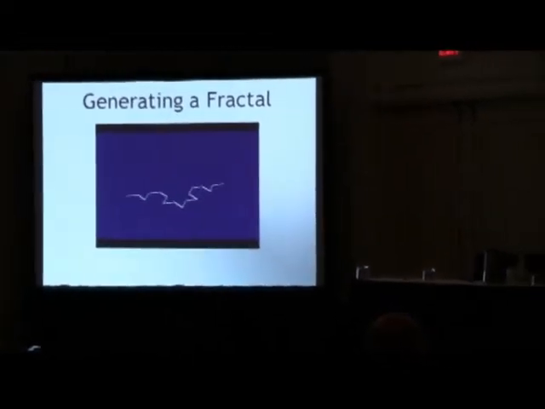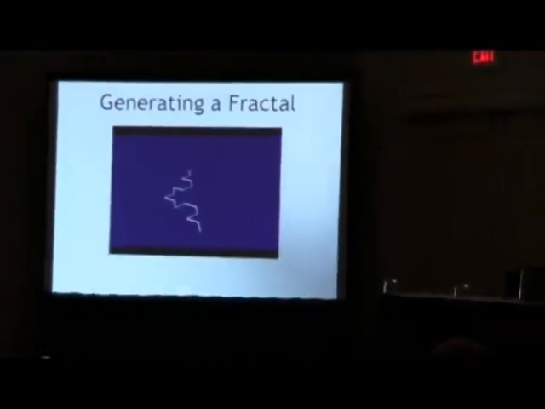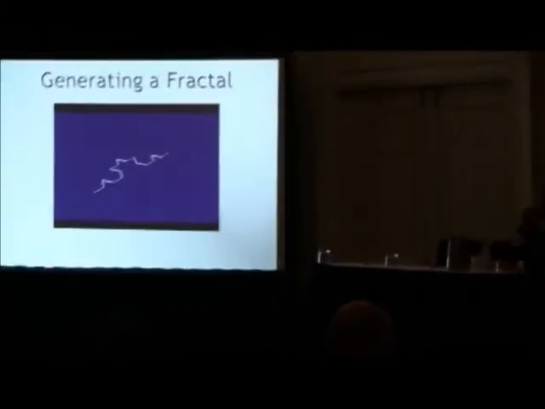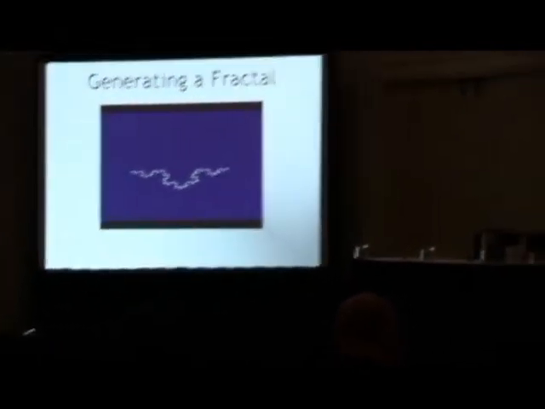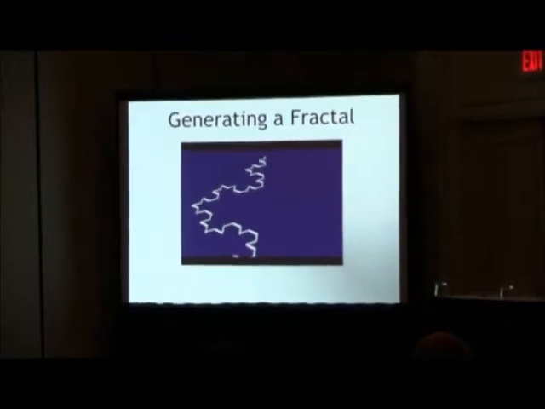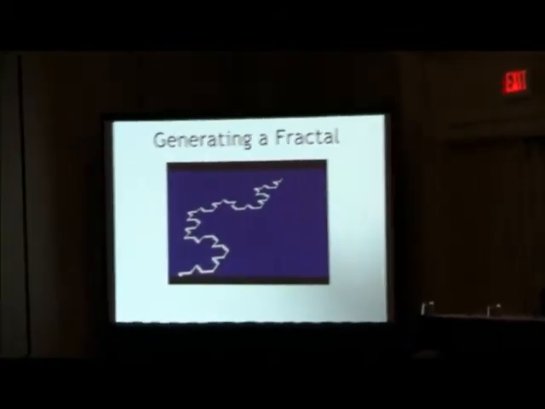Then what you do is you add iterations. And you can see by doing so, I take smaller copies of the generator and add them to the iterator. And especially here, you can see that these smaller triangles are branching outward from the larger ones.